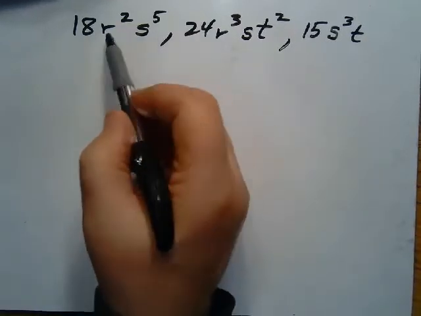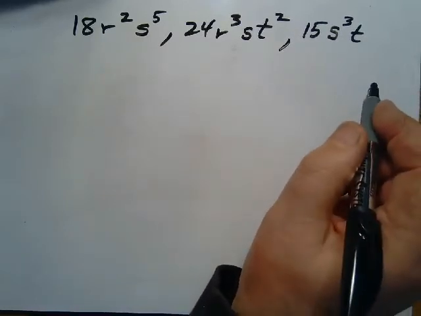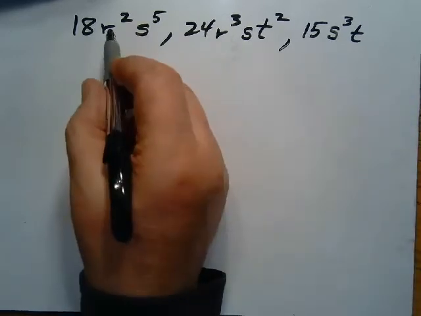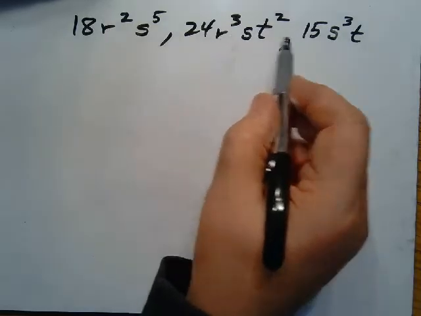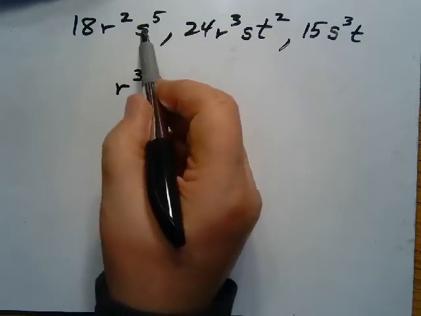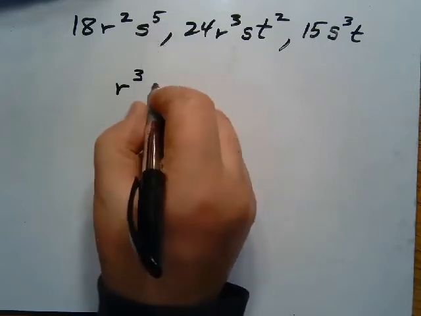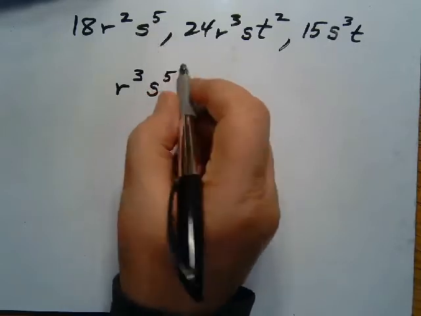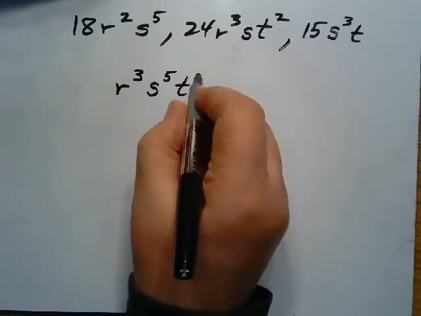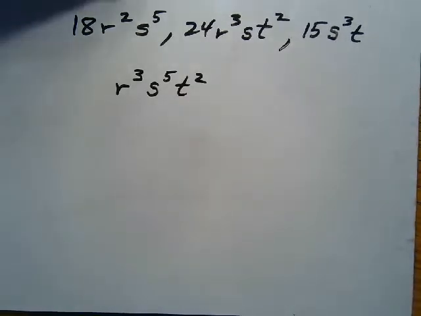But what we're going to do is look at each variable and find the highest degree of every variable, and we're going to write it down, but we're only going to list it one time. I've got r squared here, and I've got r to the third. Highest degree here is r to the third, so I'm going to pull that out. I've got s to the fifth, s to the first, s to the third. S to the fifth is the highest, so I'm going to take that one. And I've got t squared and t. Well, t squared is the highest. Take the highest degree of every variable, but only take it one time.